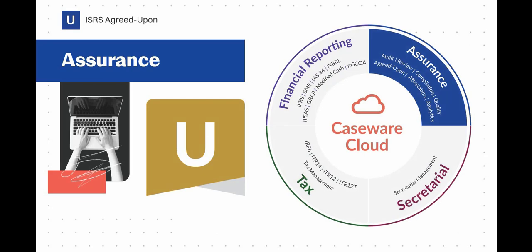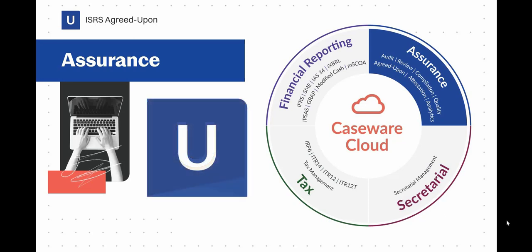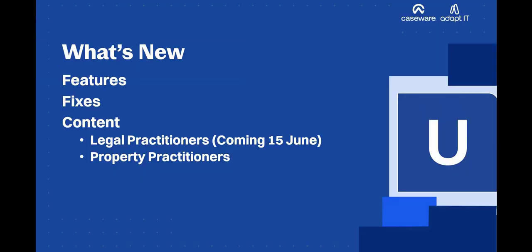ISRS Agreed-Upon is our streamlined Agreed-Upon procedures engagements app, which now includes content for legal practitioners and property practitioner trust accounts. ISRS Agreed-Upon also now has a brand new logo to fit in with the Casper brand. Let's take a look at what's new.